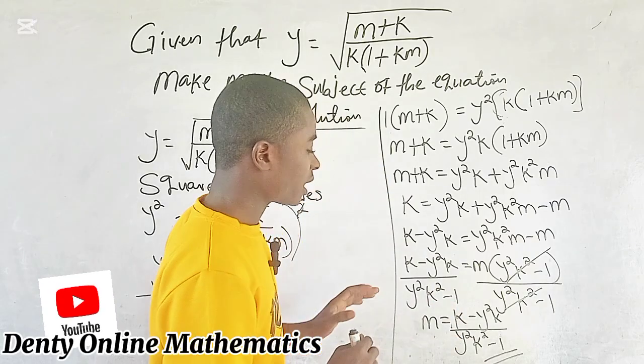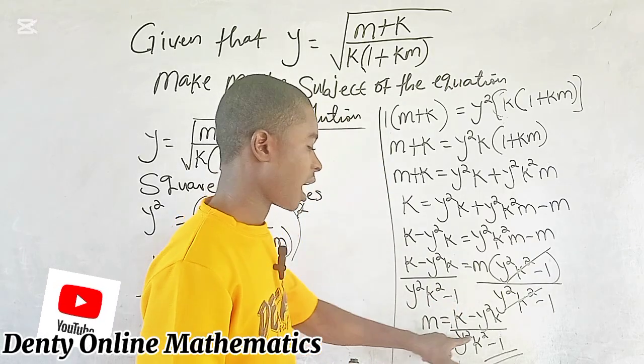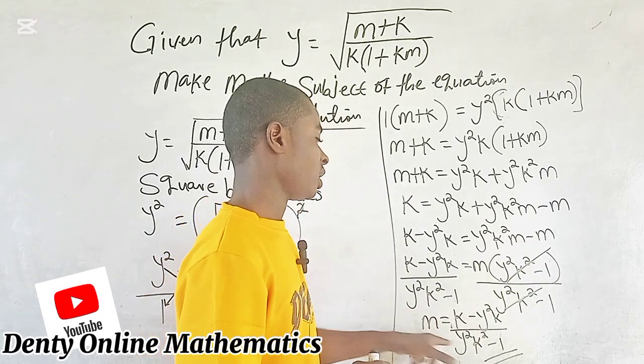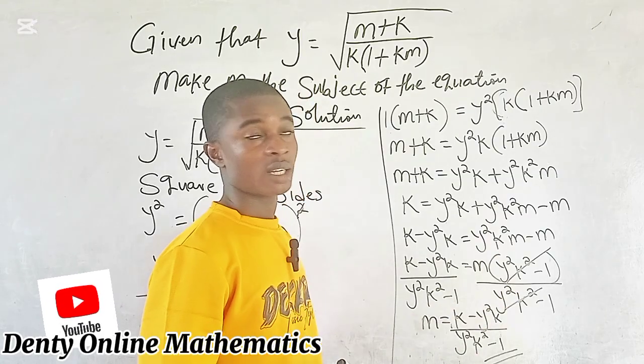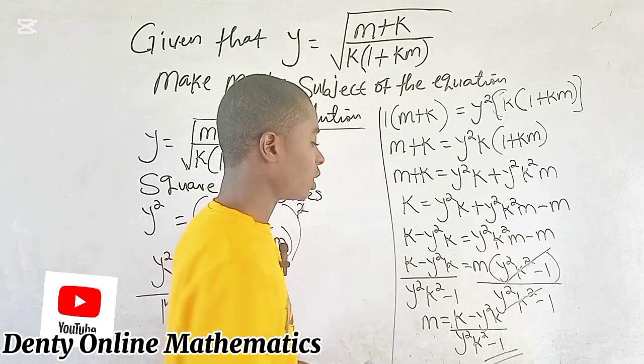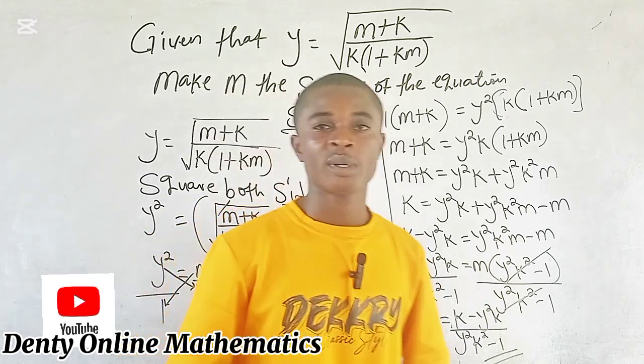So if I'm asked to make m the subject, this is how it's going to be. The only thing I can do here is to factorize, but to make m to stand alone, you can stop here.